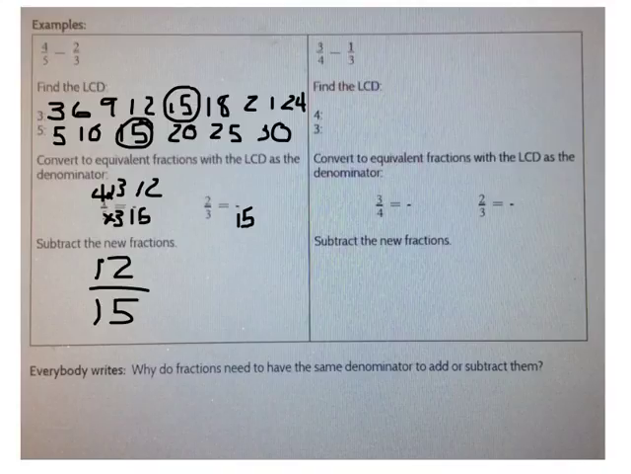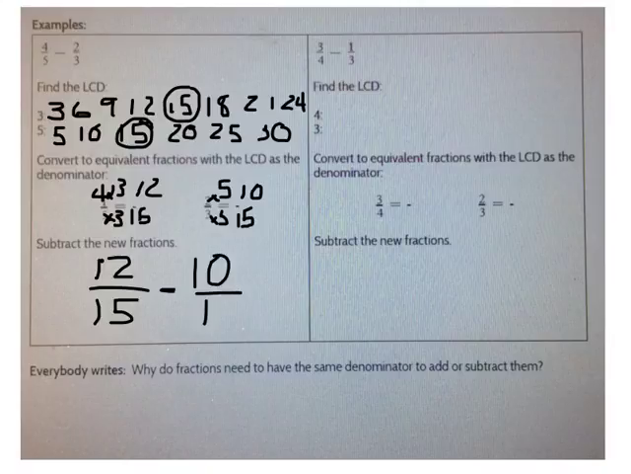Now I have to change 2/3 so that the denominator is 15. 3 times what is 15? 5. Now I have to multiply 2 by 5 as well to make sure I'm creating an equivalent fraction. What's 2 times 5? It's 10. So I can subtract my new fractions, 12 over 15 minus 10 over 15. What's 12 over 15 minus 10 over 15? It's 2 over 15.